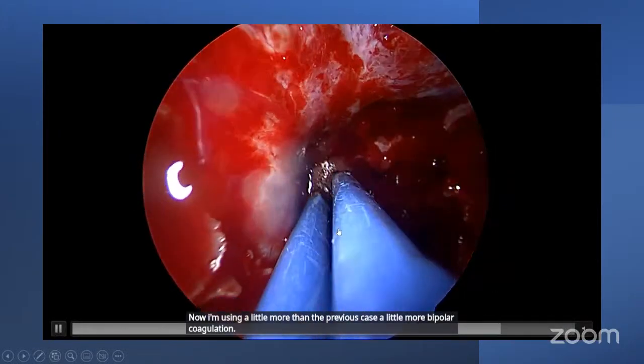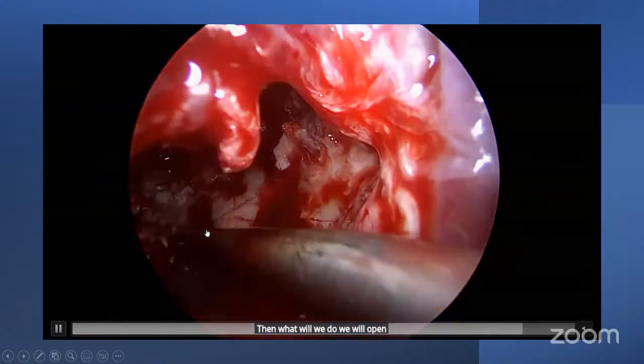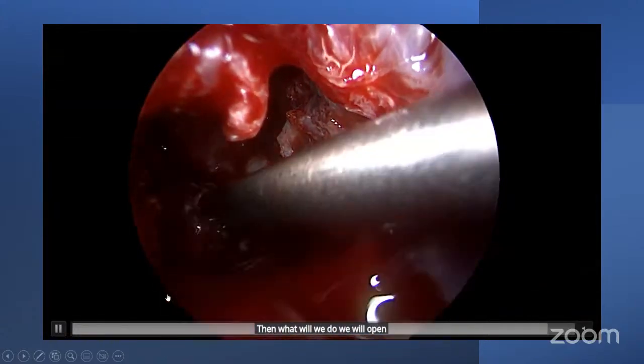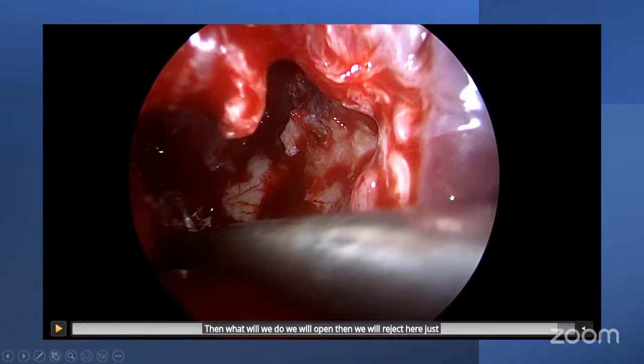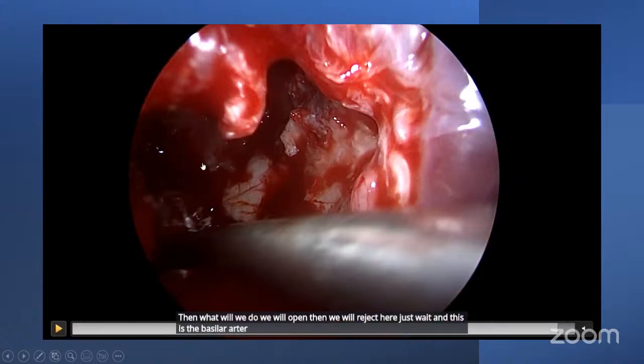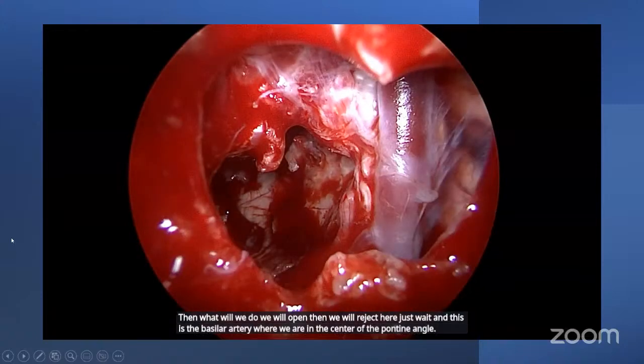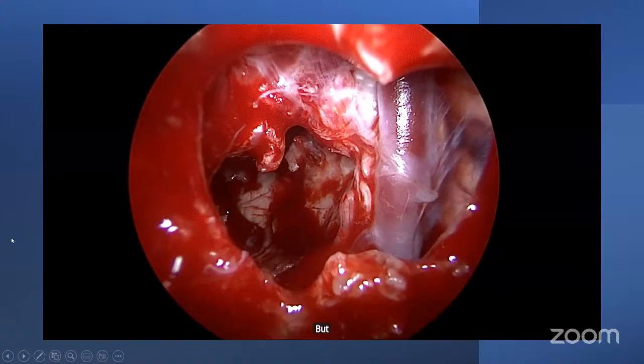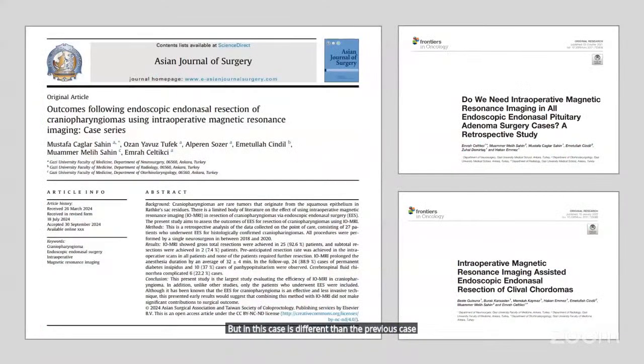Then what will we do? We will open, then we will resect. Here, just wait. And this is the basilar artery. We are in the cerebellopontine angle. But this case is different from the previous case because it's not invading the skull base venous structures.